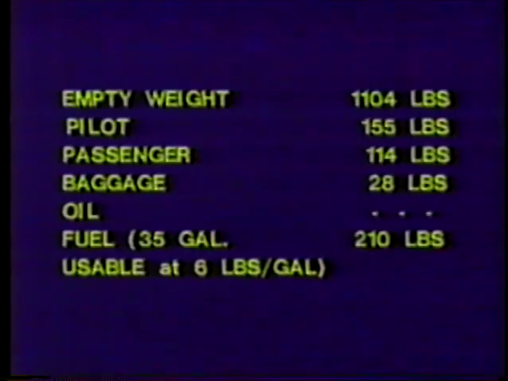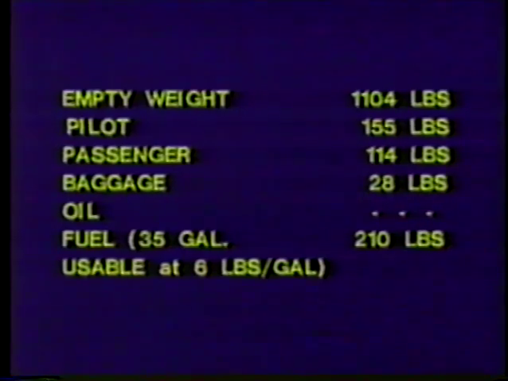Now that we've worked our way through a complete weight and balance problem using the computation method, let's do a few more weight and balance problems that you will likely find on the FAA written exam. Let's assume we're using a four-place airplane that has a maximum gross weight of 1,600 pounds. The empty weight is 1,104 pounds. The pilot weighs 155 pounds. The passenger weighs 114 pounds. Will carry 28 pounds of baggage, and the oil capacity is 6 quarts, which is included in the empty weight.